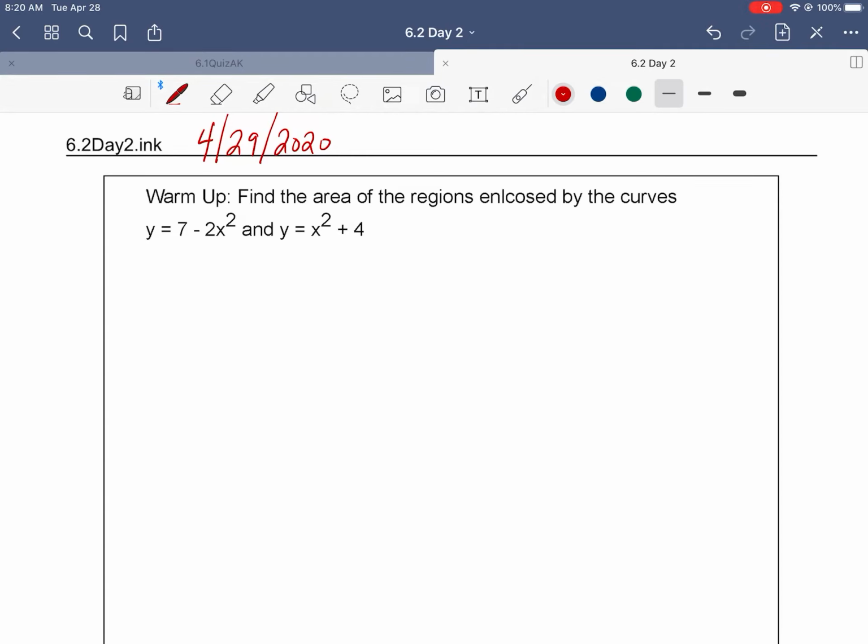Morning, guys. All right, we're going to start with just a warm-up of something that we covered in 6.1 to get ready for our follow-up day in 6.2, day 2. So find the area of the regions enclosed by the curves of y equals 7 minus 2x squared and y equals x squared plus 4.